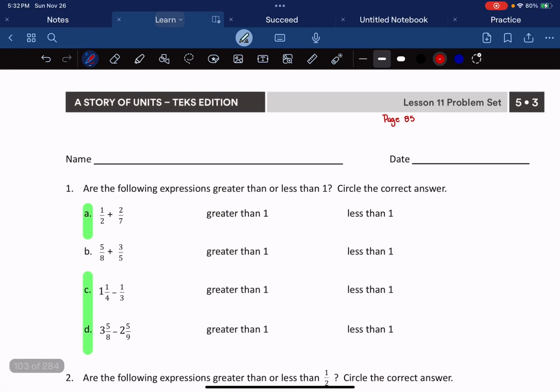Alright, so this is the problem set for Module 3, Lesson 11. This video might be a little bit longer because I'm not in the classroom today. I am out for a training. So my students who are watching this in class, since I'm out, you are going to go to your problem set, Lesson 11, which is in your Learn book, and that is on page 85. So go ahead and pause this video so that you can get to that page.